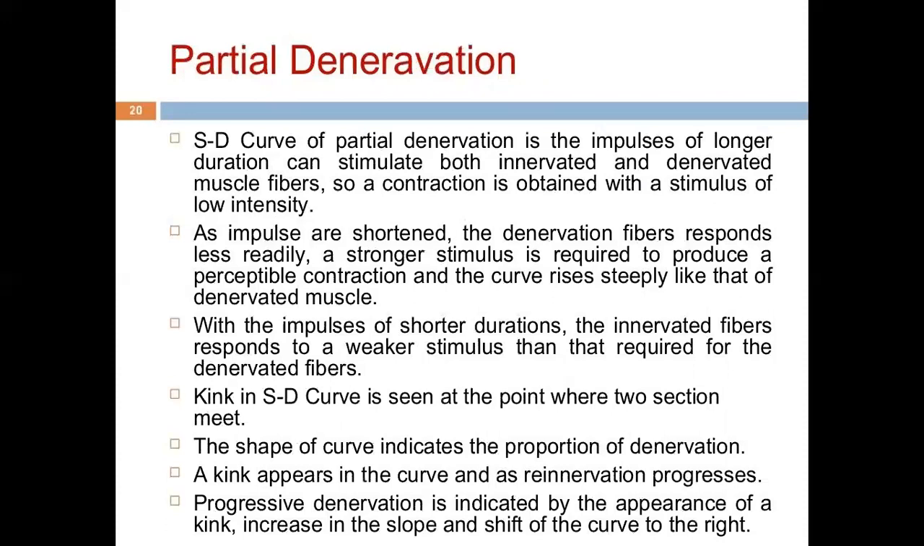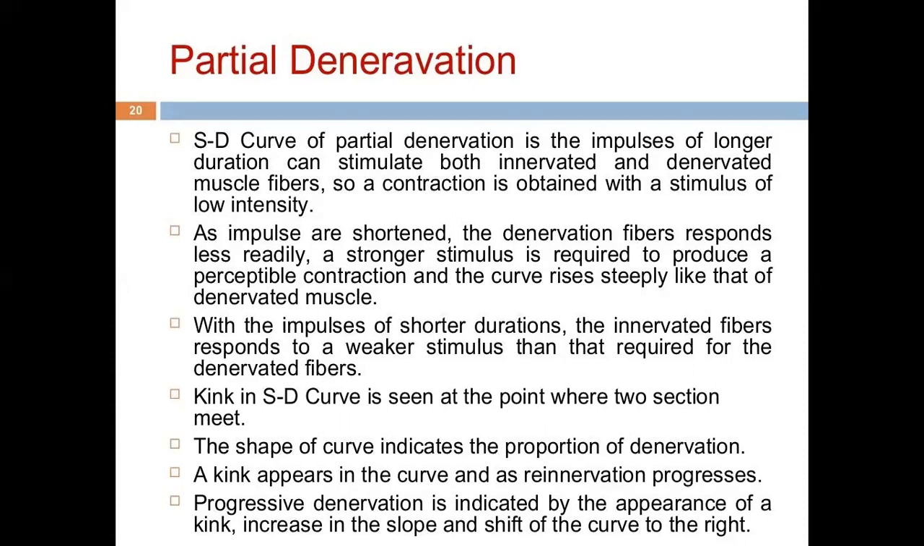Next up, we have partial denervation. In this, the SD curve of partial denervation shows that impulses of longer duration can stimulate both innervated and denervated muscle fibers. So, a contraction is obtained with a stimulus of low intensity. As impulses are shortened, the denervated fibers respond less readily. A stronger stimulus is required to produce a perceptible contraction, and the curve rises steeply like that of denervated muscle. With impulses of short duration, the innervated fibers respond to a weaker stimulus than that required for the denervated fibers.